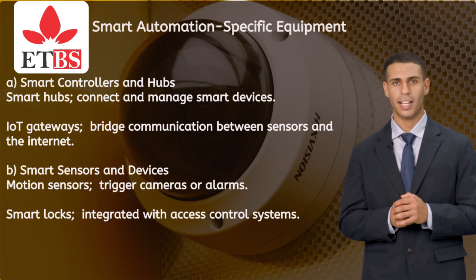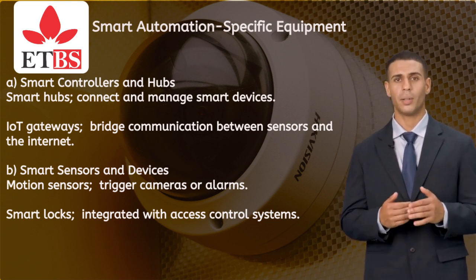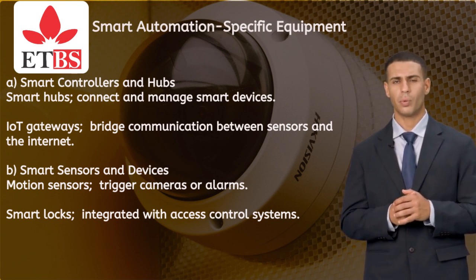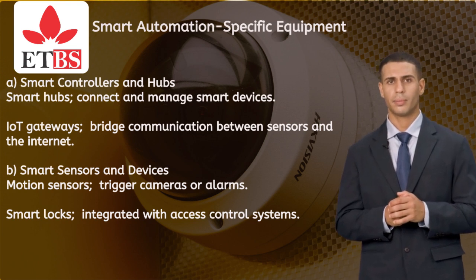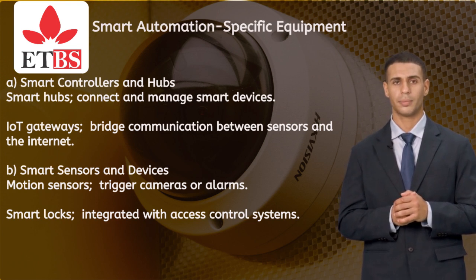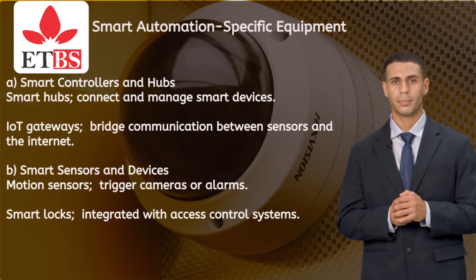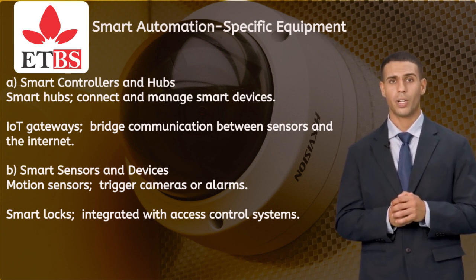A. Smart controllers and hubs. Smart hubs connect and manage smart devices. IoT gateways bridge communication between sensors and the internet. B. Smart sensors and devices. Motion sensors trigger cameras or alarms. Smart locks, integrated with access control systems. Smart lighting, automatically controlled for energy efficiency. Voice assistants, Alexa, Google Home, integrate with smart CCTV monitoring.